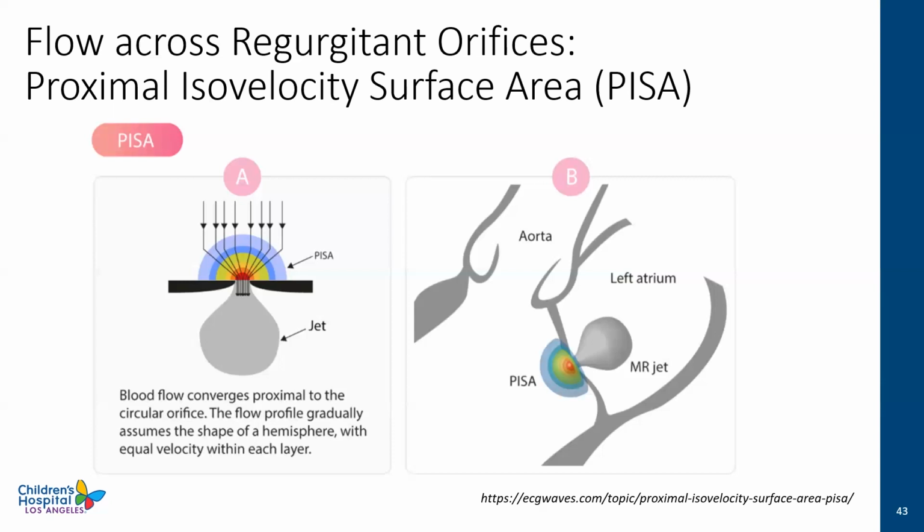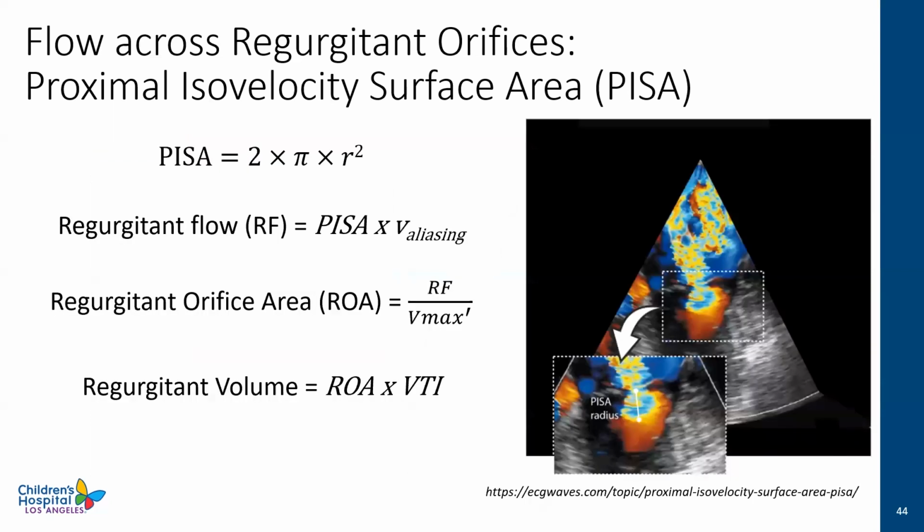So this again uses the continuity equation because it's saying that flow across the area proximal to the orifice has to equal the flow through the orifice. You have a pattern of flow convergence that's proximal to the orifice that can be used to calculate the volume of flow across a surface proximal to the regurgitant orifice. And I will show you in the next slide just how to measure this.